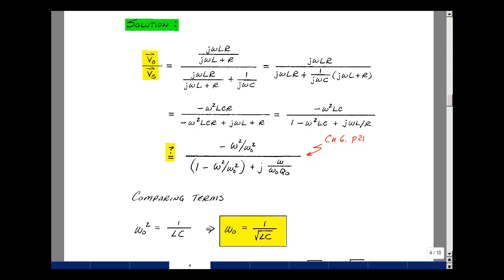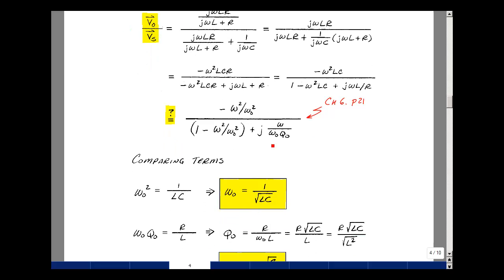The answer is yes, and we can compare terms to figure out what is omega naught and Q naught. The numerator term, omega naught squared is equal to 1 over LC, and omega naught is 1 over the square root of LC. This term over here, omega naught over Q naught, is equal to R divided by L, divide through by omega naught, and so then Q naught is equal to R divided by L, and omega naught is 1 over the square root of LC.